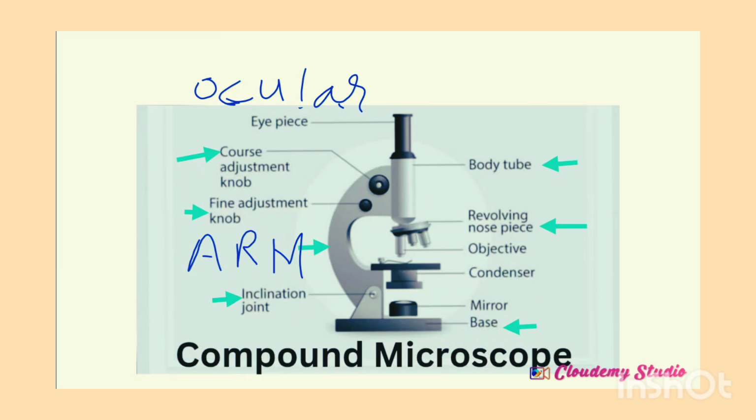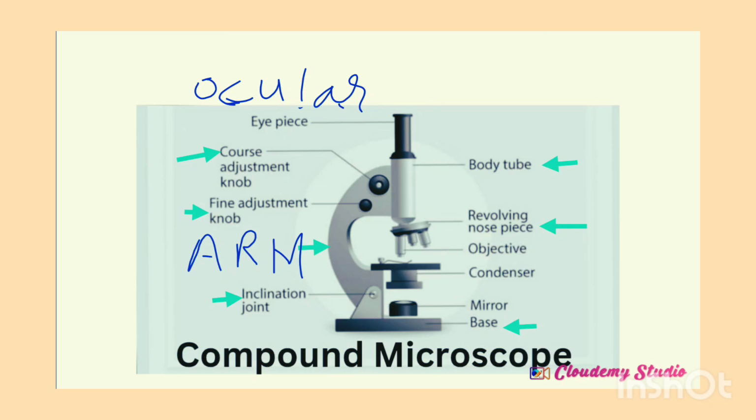Let us see the image of the compound microscope. Now we are going to discuss the parts of the compound microscope. First we will discuss the non-optical parts of the compound microscope. First is the base. Base is the metallic structure and it supports the entire microscope. Then next is the inclination joint. The base and the arm of the microscope, they are joined through this inclination joint.